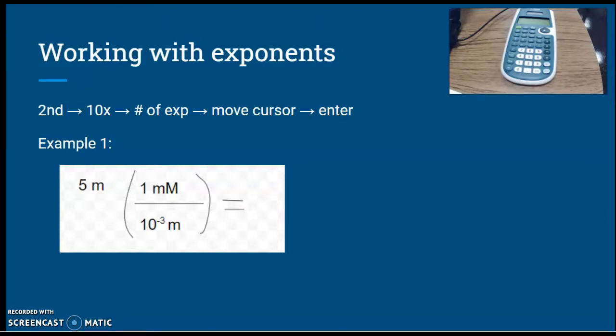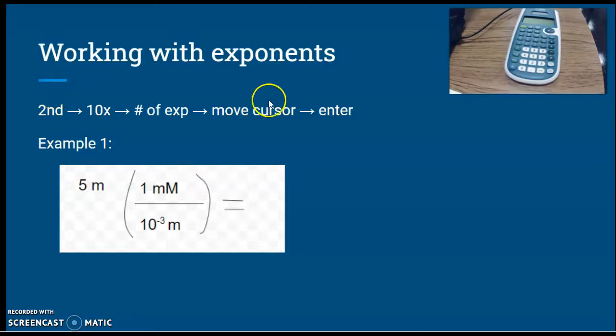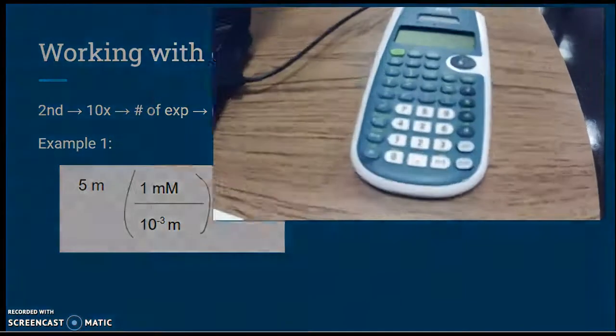Okay, so I'm going to go over two quick examples right now. The first one, we're just going to show you exponents. And the second one, we're going to do this example problem. So notice on this problem, we're going to have to take 5 and divide it by 10 to the minus 3. Okay, so let me show you what that's going to look like.